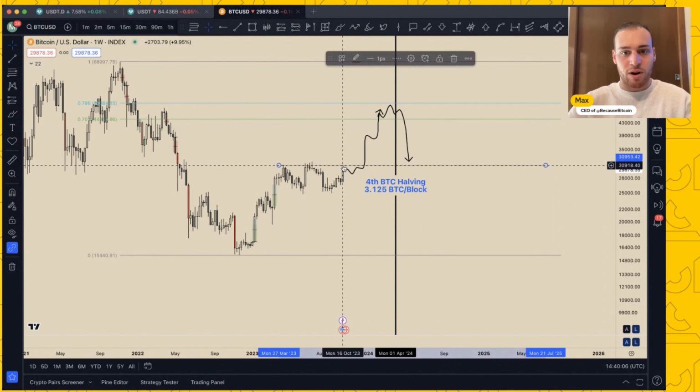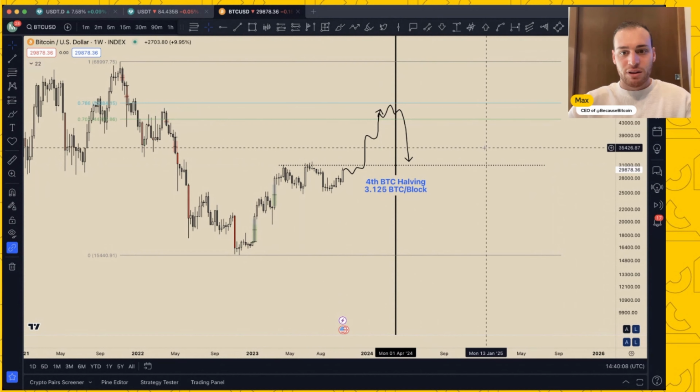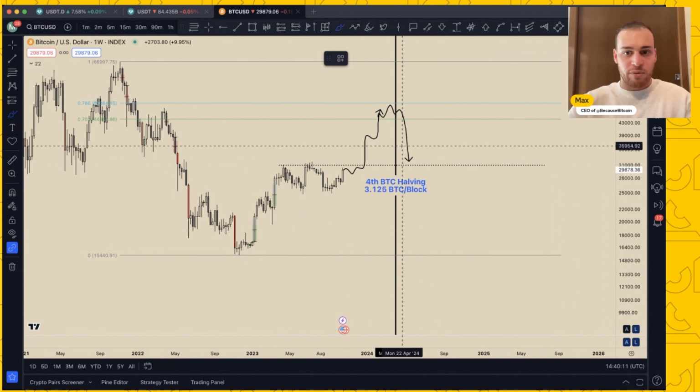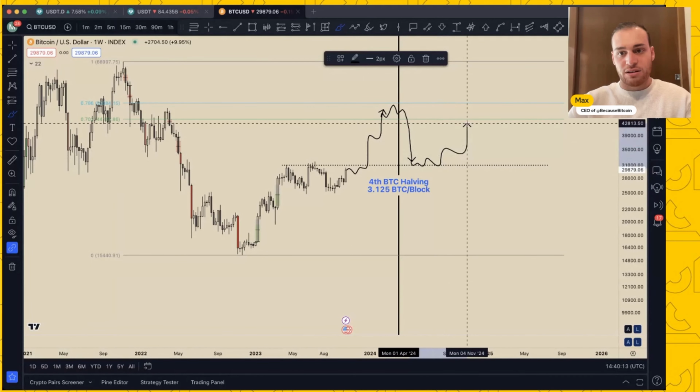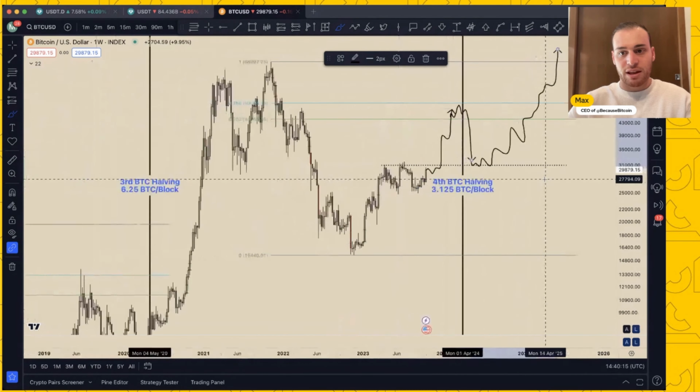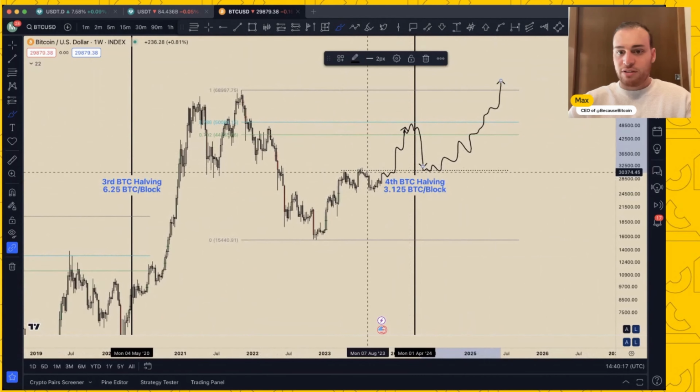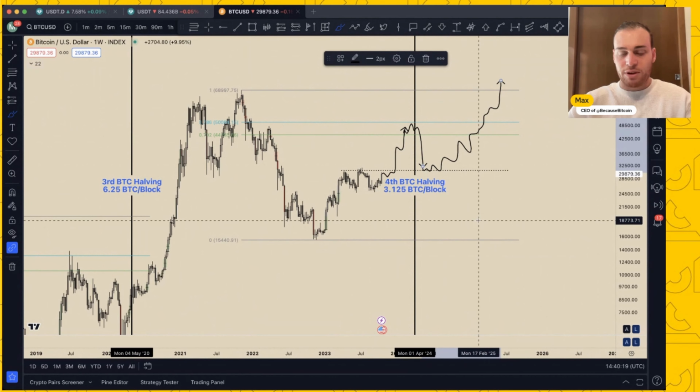Because if we break out of this level right here, we could get that big pullback everybody's looking for. And then maybe we move up like this or something like that. But this could be a good area too. You have to be open to everything.